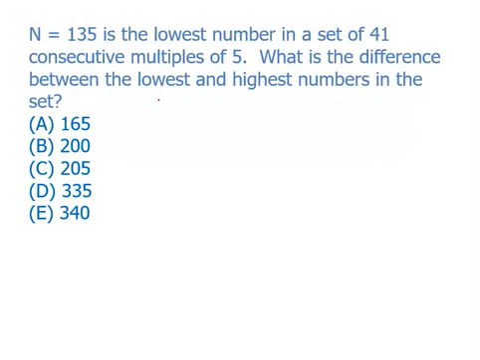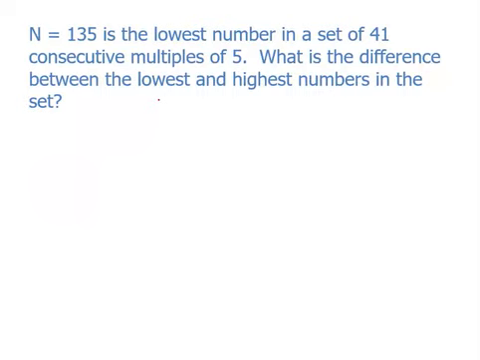So here's an example question. Pause the video and then we'll talk about this. So 135 is the lowest number in a set of 41 consecutive multiples of 5. What is the difference between the lowest and highest numbers in the set? So this is kind of a sequence in a way. We know the first number in the set is 135.